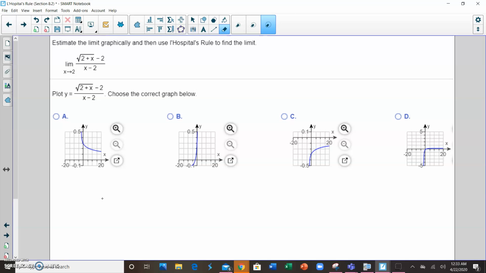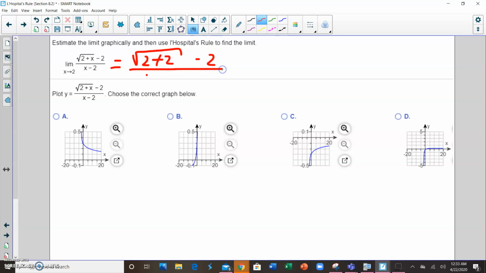Okay, so for this one, we're going to plug in our 2. And when you plug in the 2, we get the square root of 2 plus 2, minus 2, divided by 2 minus 2. And 2 plus 2 is 4. Square root of 4 is 2. 2 minus 2 is 0, divided by 0.